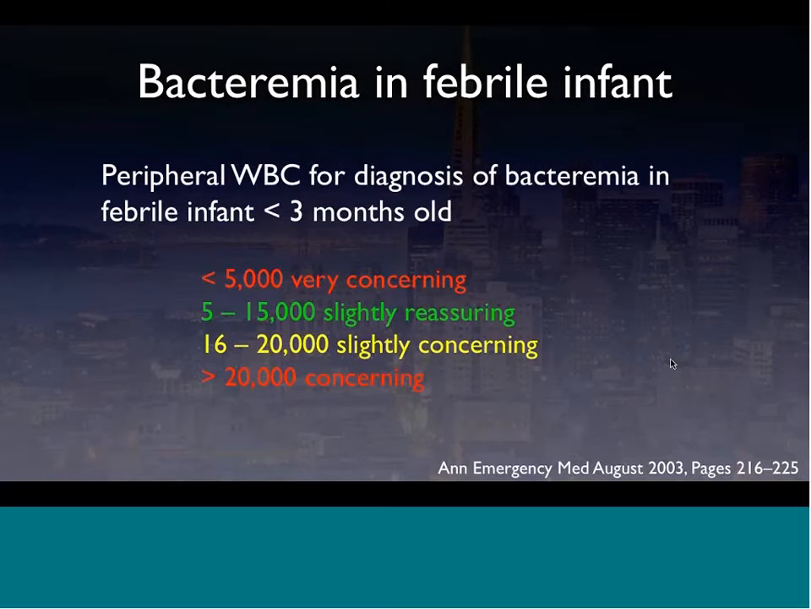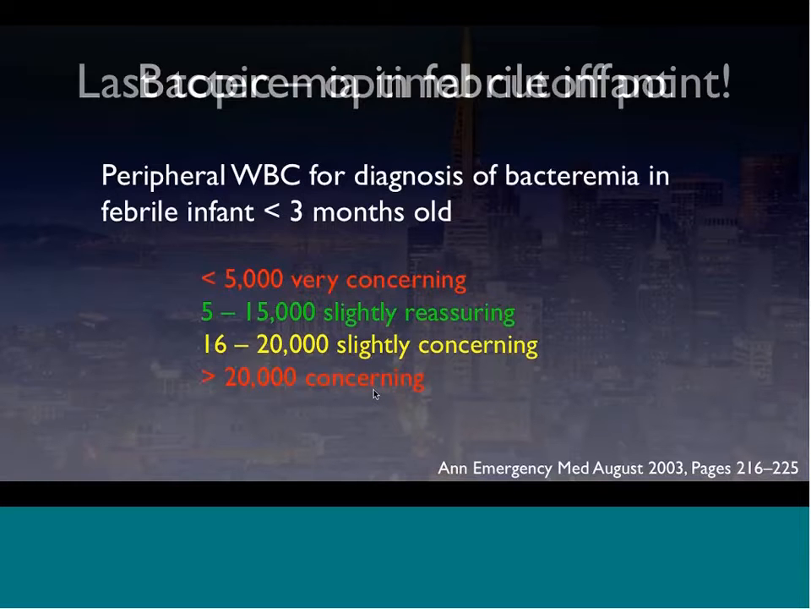So with this in mind, now they came up with the following conclusion. If your peripheral white blood cell count is less than 5,000, this is very concerning. As it goes up, now you're slightly more reassuring, you're starting to get concerned again. When it's high, it's concerning again. And this result would not have been noticed or described if the person had not paid attention to the shape of the curve and if they had only looked at the numbers of the area under the curve.